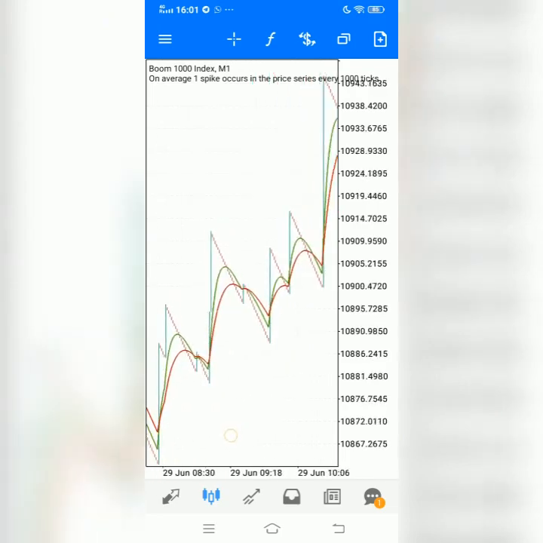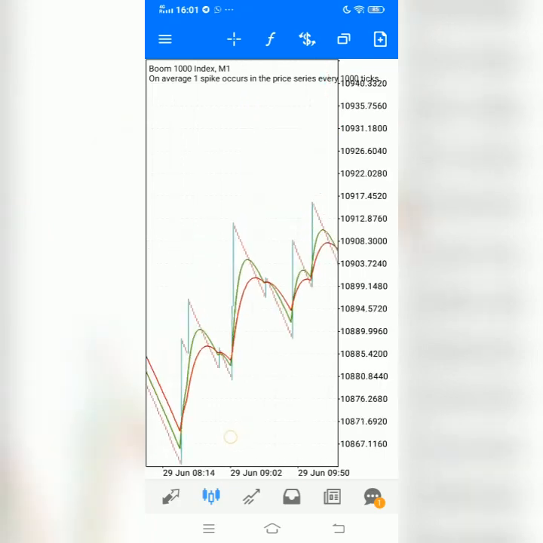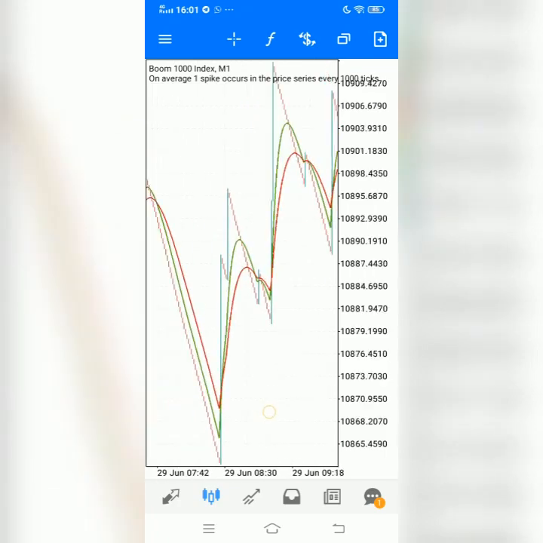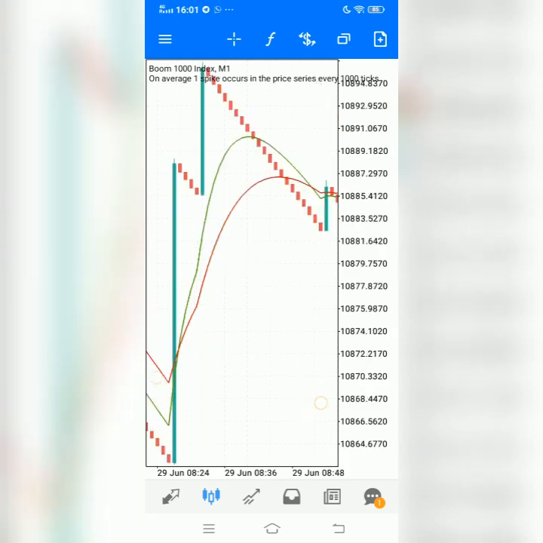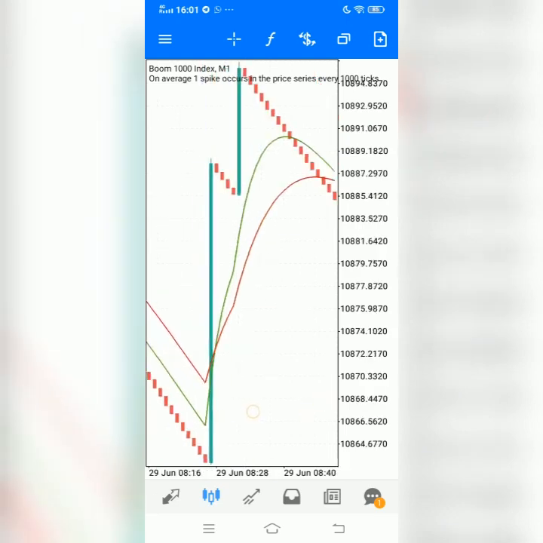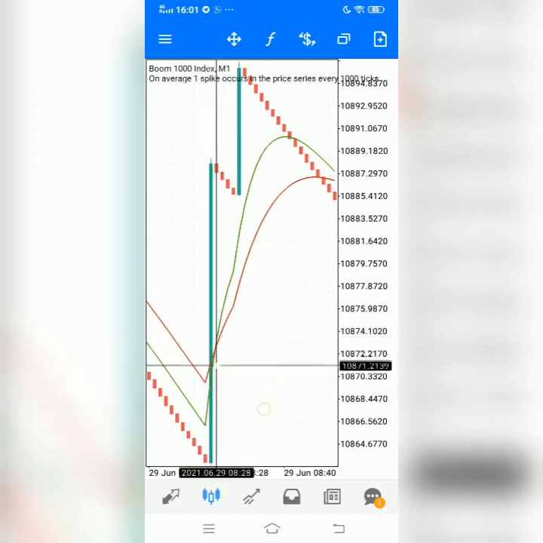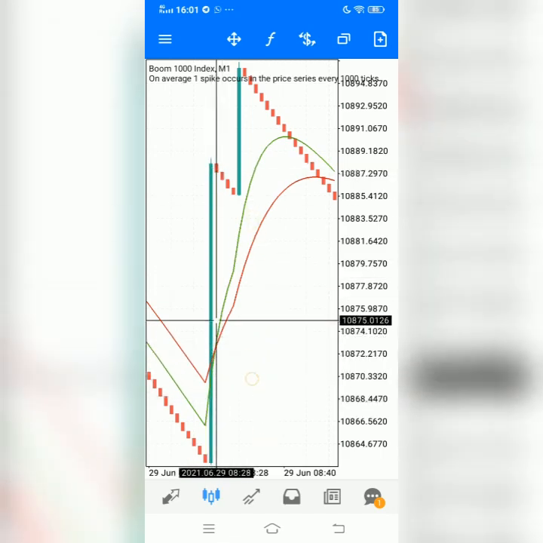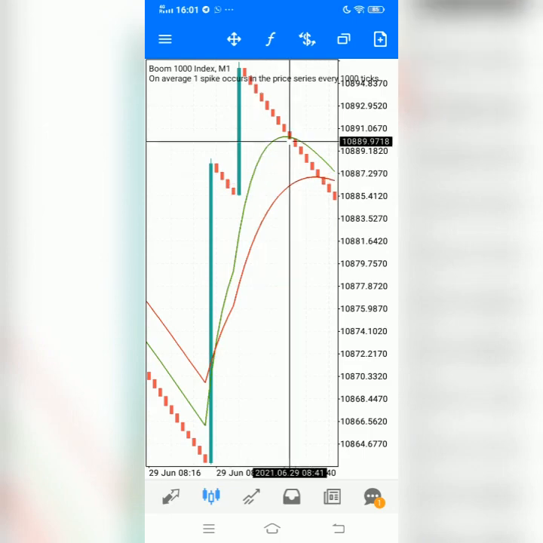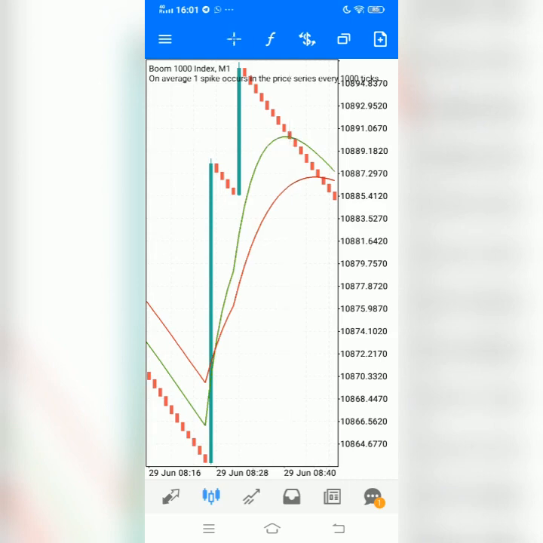So where do we see a crossover? So over here we have a crossover. Right, so here we can clearly see that the crossover happened. The green crossed the red. Like I said, we won't catch the first spike. So now we go and we wait. So here the green touched the red. So let's see how much wins we would have got out of this trade.